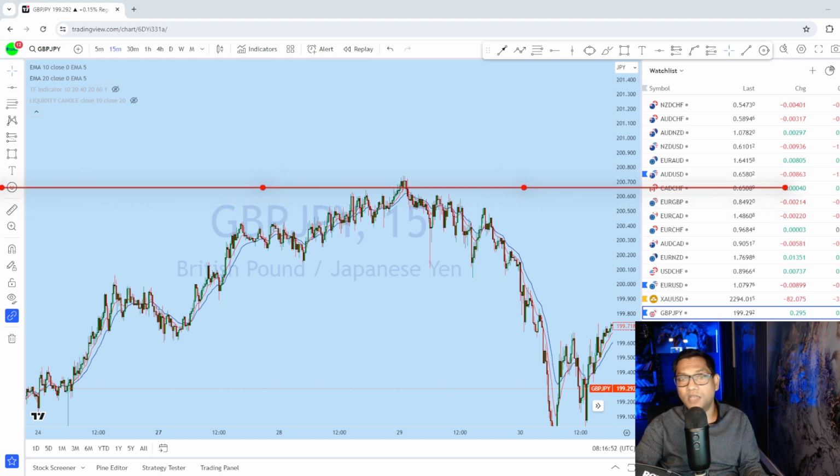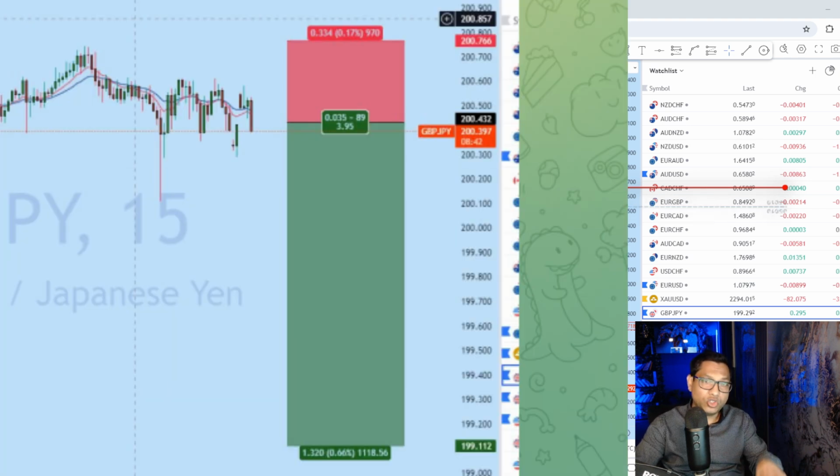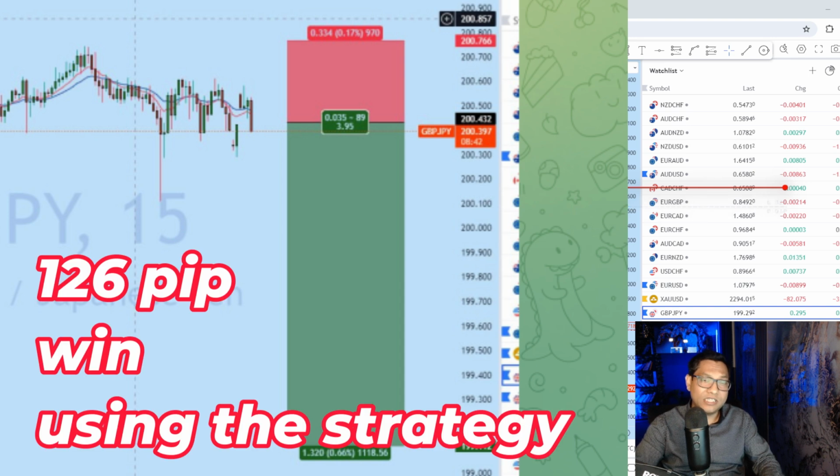As the market has passed that previous liquidity zone and formed a head and shoulders, what you can see in this trade is a winner of around 3.5 times, almost 126 pips from this single trade.